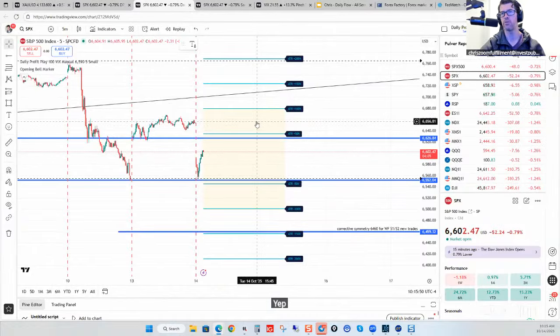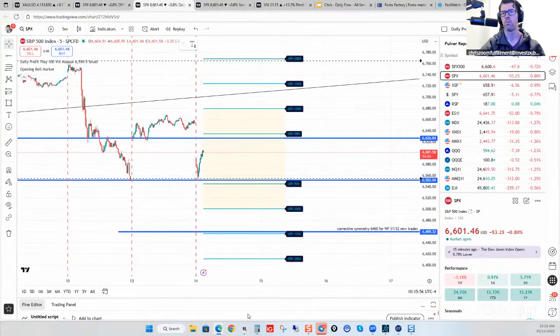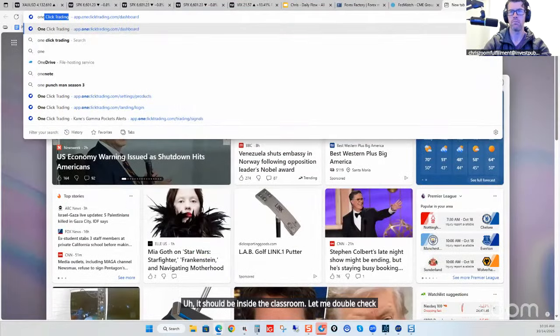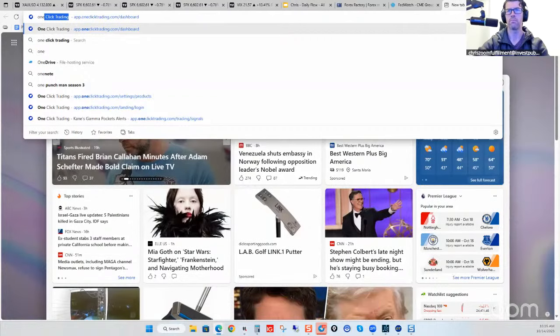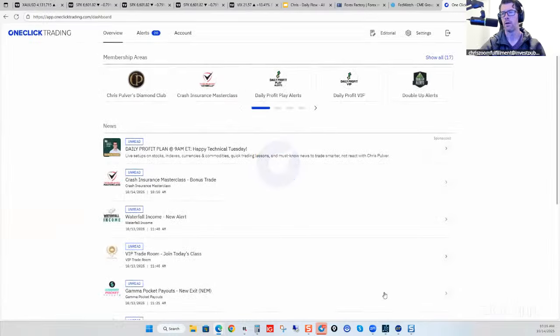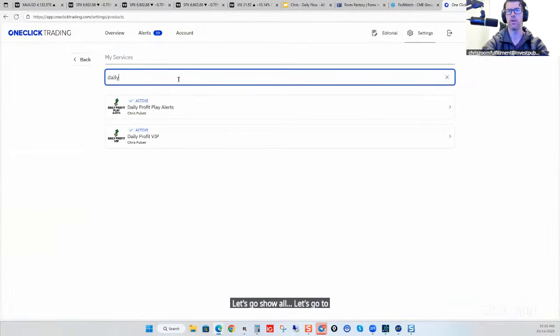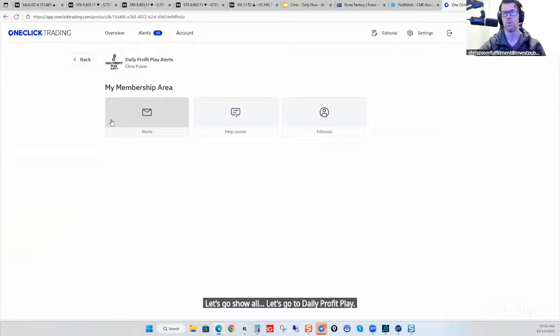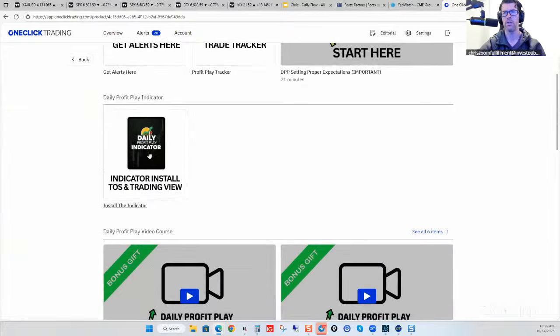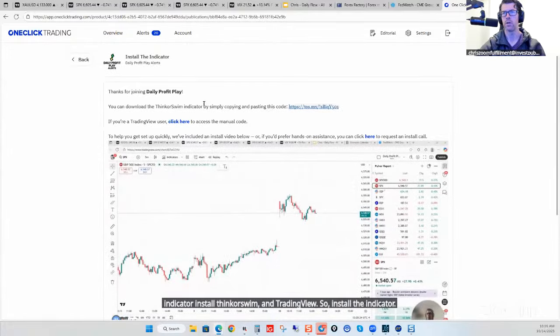So you can have the exact same daily profit indicator that I have. Yep. So daily profit members, you have it. It's inside the classroom. Let me double check. Let's go show all. Let's go to daily profit play. Indicator install Thinkorswim and TradingView. So install the indicator. So here is your Thinkorswim download, and here is your TradingView code.